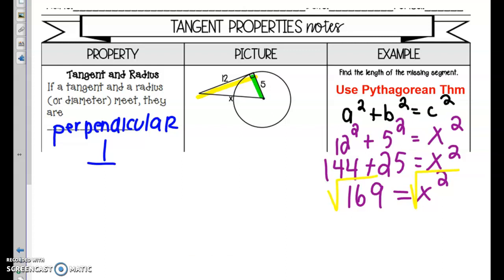The square root of 169 is 13. The squared symbol and the square root cancel each other out, so 13 equals x. Here it's a side length of a triangle, so we're not going to write 13 degrees, it is just 13. So when a tangent and a radius, or a diameter, meet, they are perpendicular to each other. They intersect at a right angle.